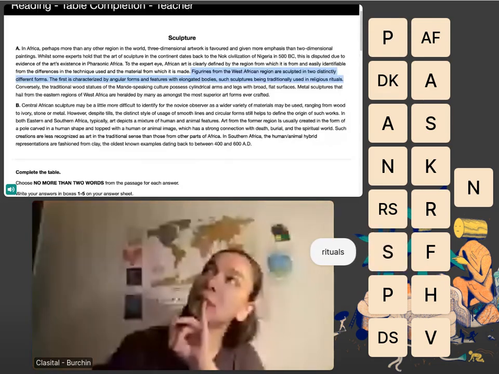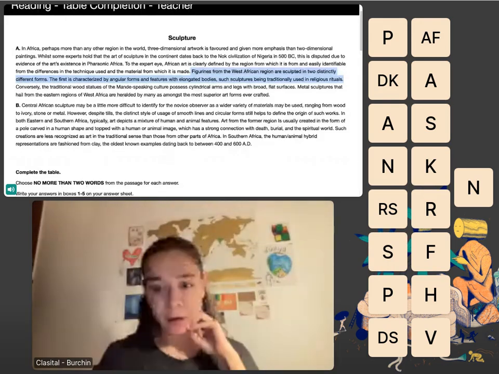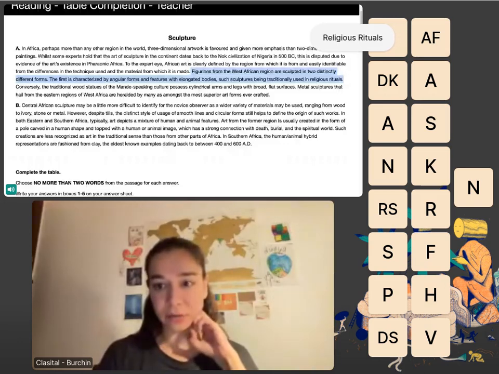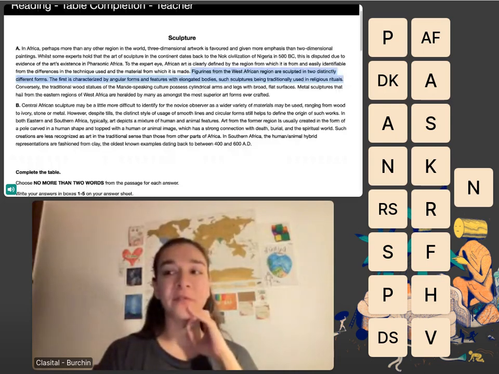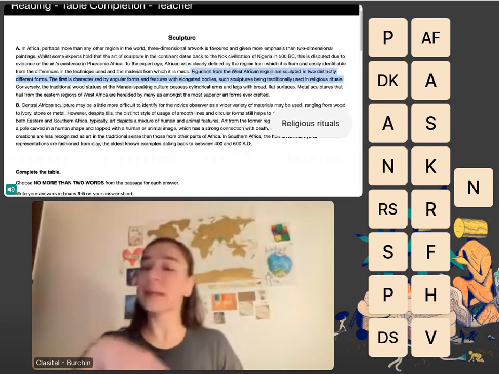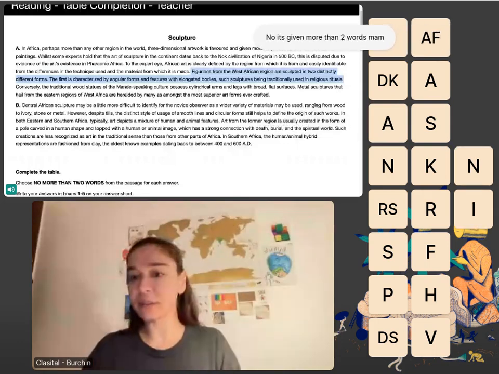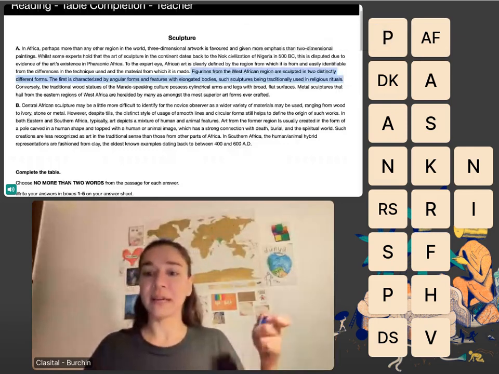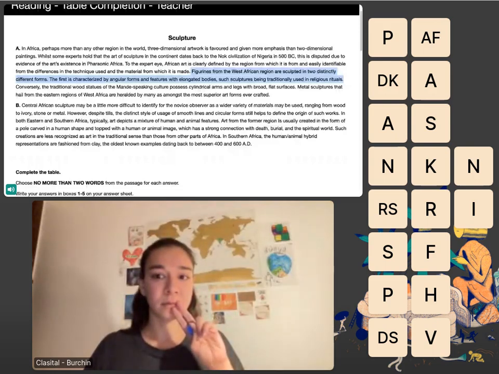Religious rituals. I think they are both acceptable. Priyanka, you are right too. Suman, you are right too. Religious rituals, yes, you can say both of them. They will be both acceptable. But we can write two words. So you will get the point if you write religious rituals or rituals. Yes, no more than two words. So you can write two words.